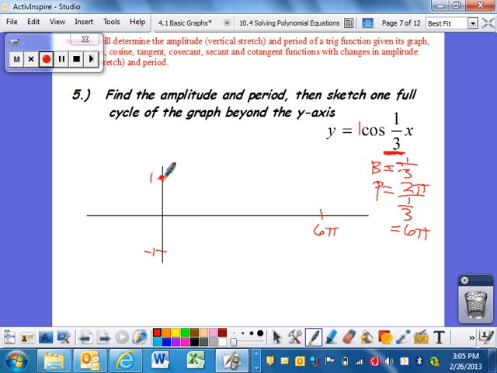Okay? So let's fill in the rest of our x-axis just to have an idea of where we're splitting it into 4 pieces. So what's half of our 6 pi? It's going to be 3 pi. What's half of 3? It's going to be 1.5, or 3/2 pi.